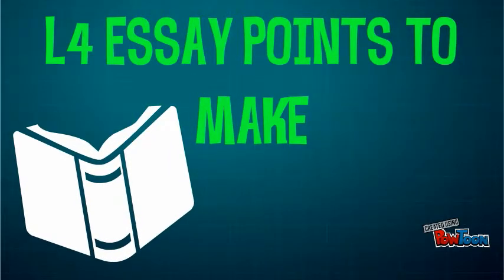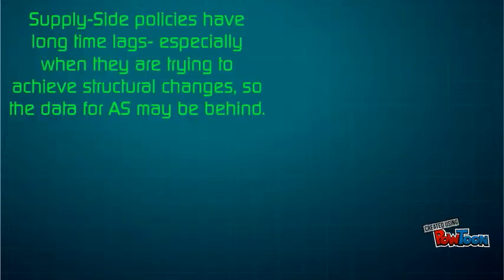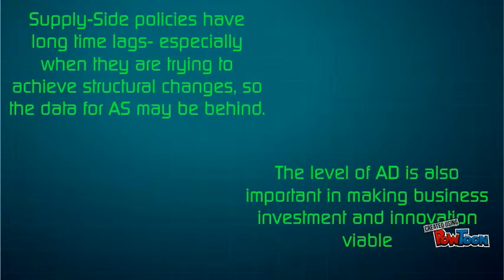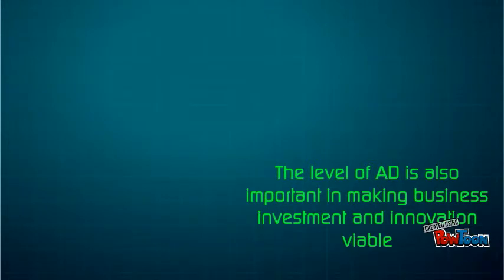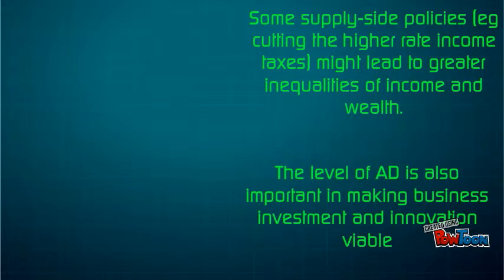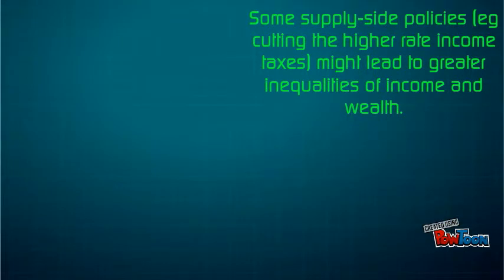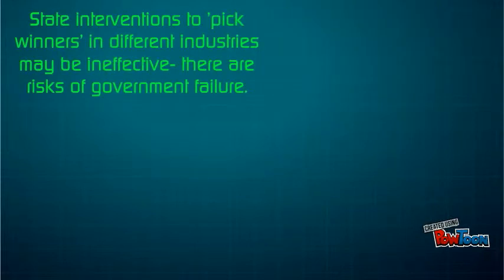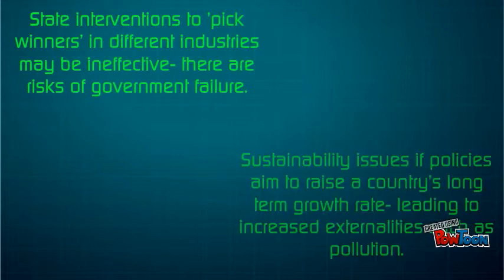Here are some L4 marks to make. Supply-side policies have long time lags, especially when they are trying to achieve structural changes, so the data for AS may be behind. The level of AD also is important in making business investment and innovation viable. Some supply-side policies, for example cutting the higher rate income taxes, might lead to greater inequalities of income and wealth, causing an income gap. State interventions to pick winners in different industries may be ineffective. There are risks of government failure.